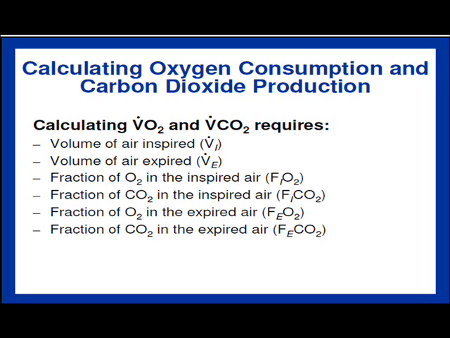The fraction of O2 in inspired air is actually denoted as a decimal, so it's 0.2093. Nitrogen's around 79%, isn't it? 0.79. Carbon dioxide about 0.03%. That's what we mean by the fraction of O2 in the inspired air being denoted as a decimal of the percentage. So then you have the fraction of CO2 in inspired air, FiCO2, then the fraction in expired air, FeO2, and so forth.